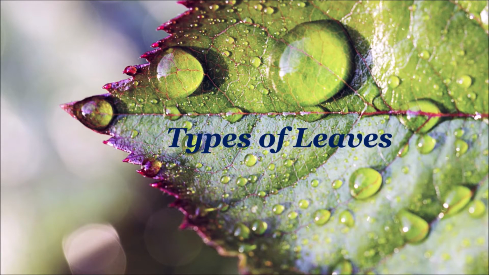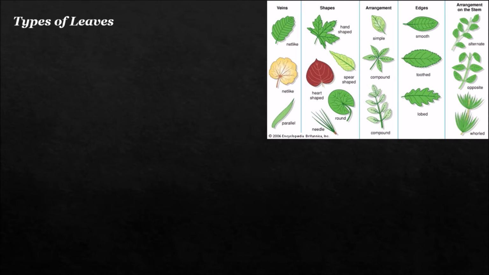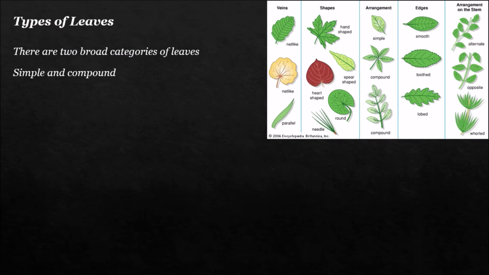So let's go into the concept. Types of leaves. What are the types of leaves? We can see the different types of images which I have got from the Google. There are two broad categories of leaves. So when we talk about the types of leaves, there are two broad categories of leaves. They are simple and compound. So what are the two categories of leaves? Simple leaves and compound leaves. So what are the further classifications we have in them?